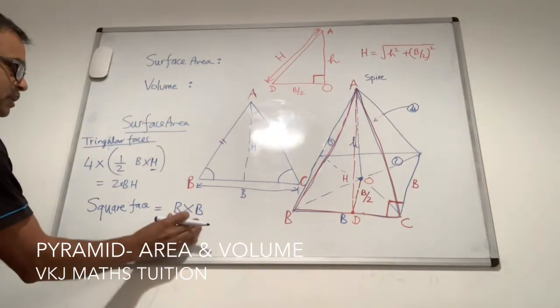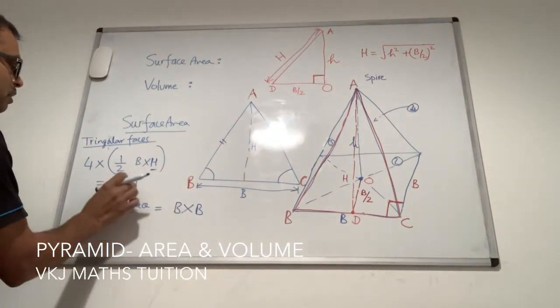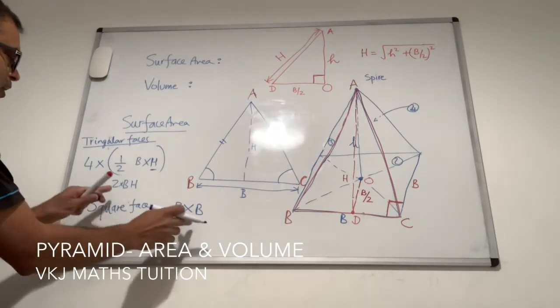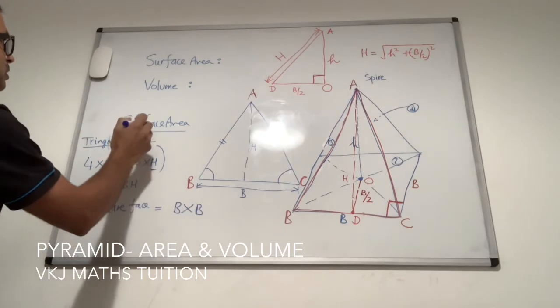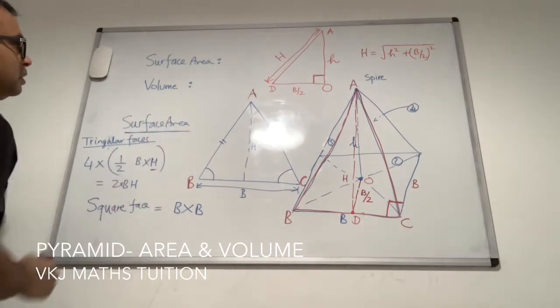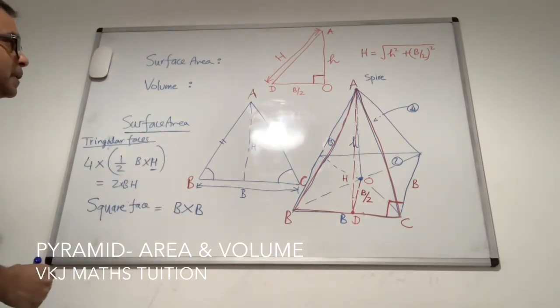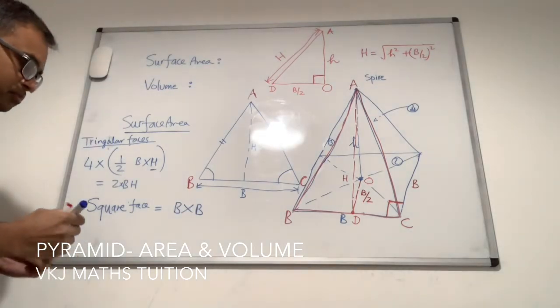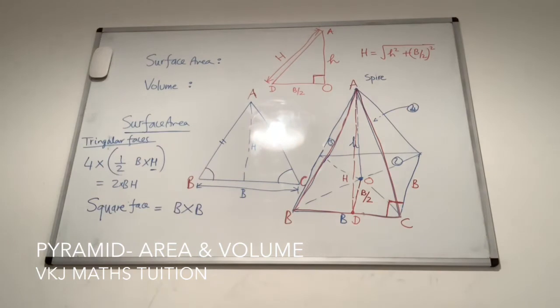So square face surface area and all triangular faces surface area. You got that? And you add these two, then it would be the surface area of a pyramid. So surface area of a pyramid can be calculated like this.